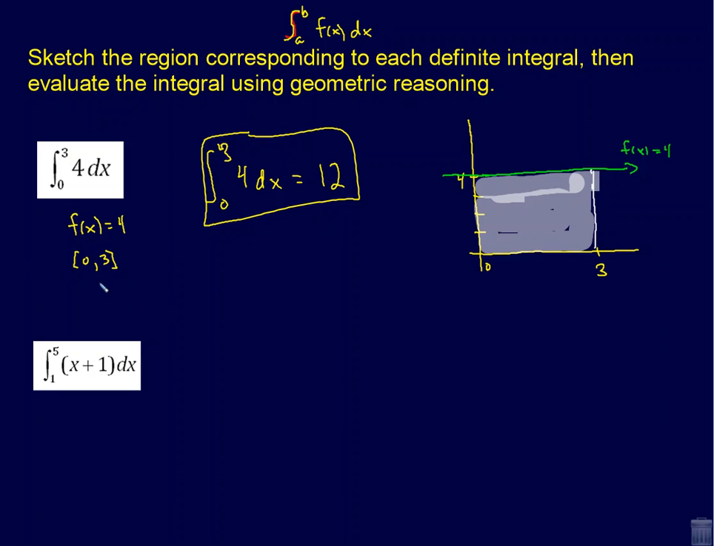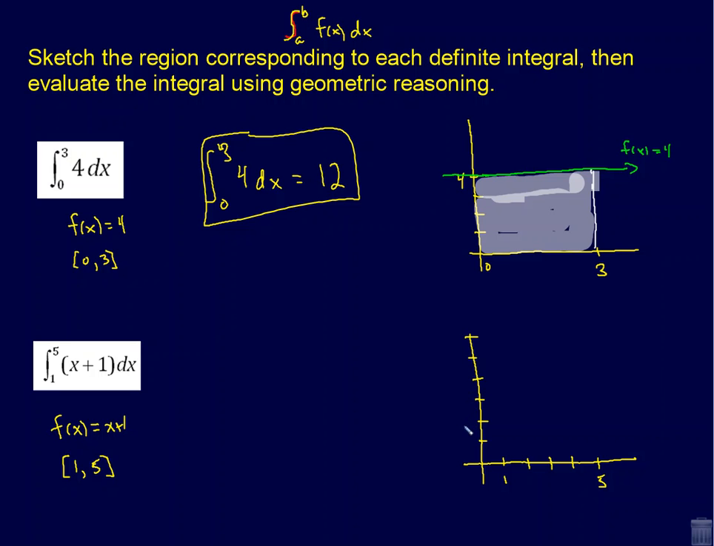So let's try it again with this integral. This is the function x plus 1. And the interval this time is 1 to 5. I'm going to do a quick sketch of this. Hopefully you know this is going to form a line. We're going to start at 1. We're going to end it at x equals 5. And it looks like for the y scale, we're going to have to go up as high as 6.